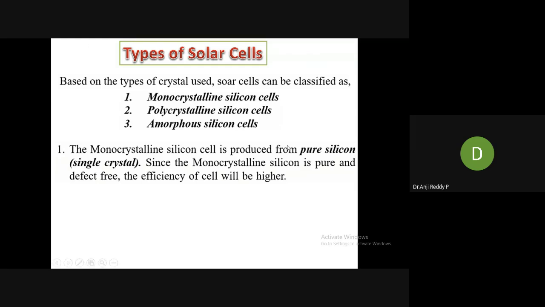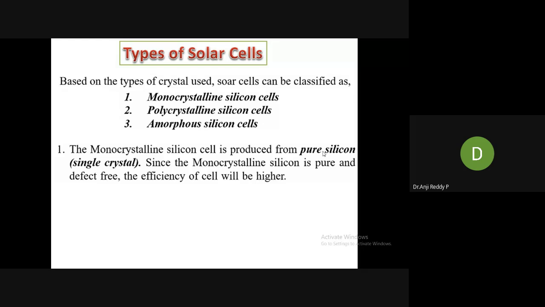If you take pure silicon, we have to convert it into p-type and n-type. That is important, because in any solar cell we have two layers: one is the p-type layer, the second is the n-type layer. But for making those two, we use the pure silicon, a pure single crystal.